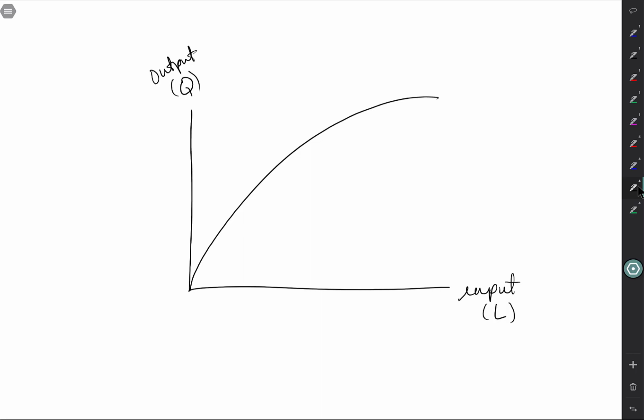Okay. I want to point something out. I want to point out that as we add more input, that output does increase, but it increases at a diminishing rate. Right, so remember, this is our production function. Actually, let me go ahead and denote that mathematically how you would see this.